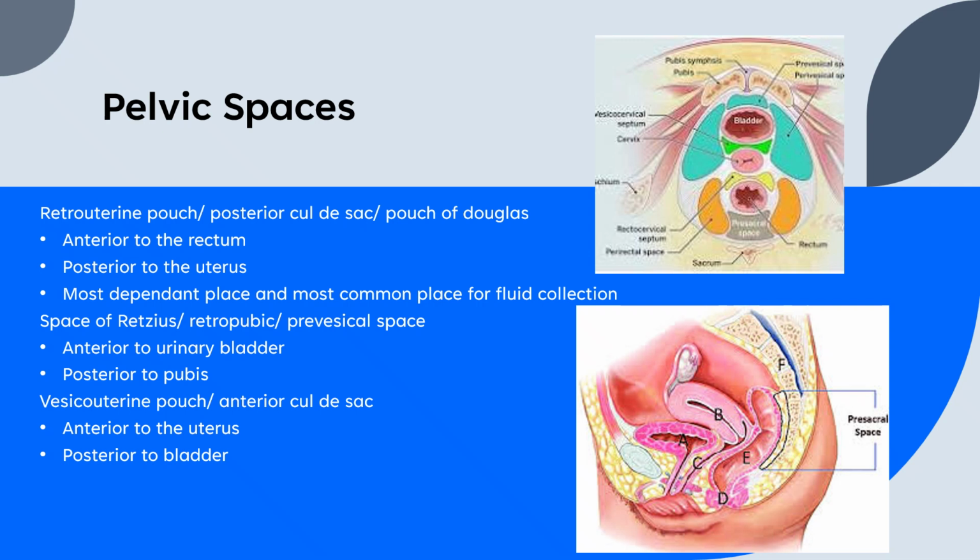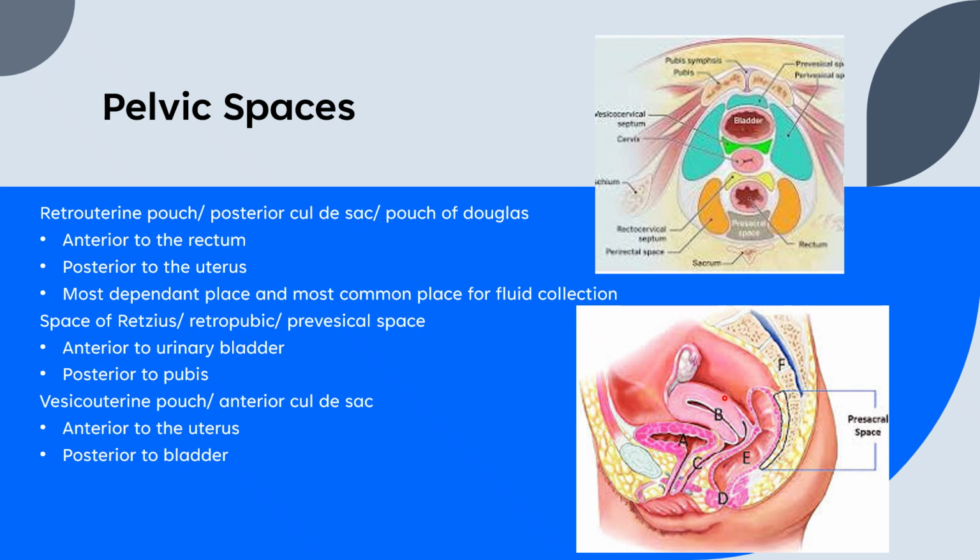So the first one we're going to talk about is that rectouterine. So here's our uterus here, here's our bladder here, here's our rectum coming on up. So when we are talking about the rectouterine, we're talking about between the rectum and the uterus. Some other names that you guys will need to be familiar with for your boards is posterior cul-de-sac. So guess what?